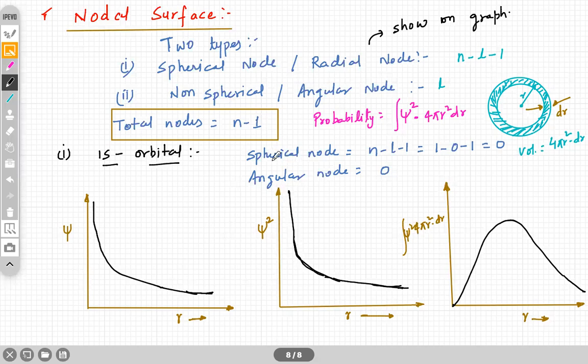So this is the graph of 1s orbital. This is the probability graph, which is the important one. Sometimes they'll give you this graph and ask you to find out for which orbital the graph is. Since this graph does not touch the x-axis, the probability is never 0 here, and that is possible with 1s orbital. Did you get it?